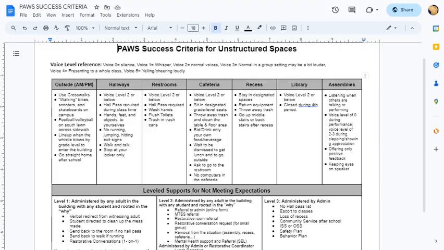During assemblies, it's going to be really, really important that you are paying attention to whoever the speaker is, and you are quieting down whenever they are giving you the signal. When the performance is going on or whenever the presentation is going on, you are at a voice level 0. Make sure that whoever is here, whether it is a classmate of yours or a guest speaker, that they feel welcomed and they feel acknowledged and they feel respected.